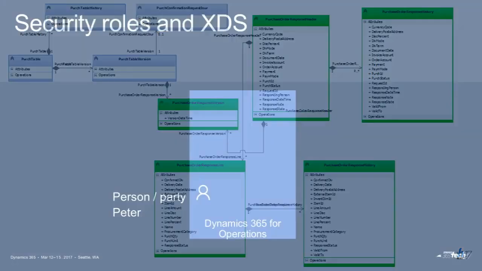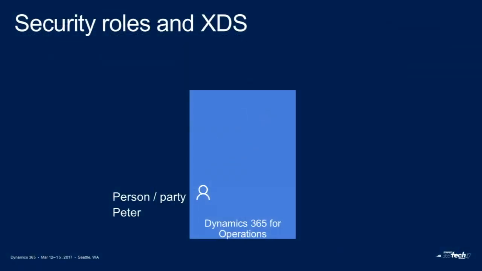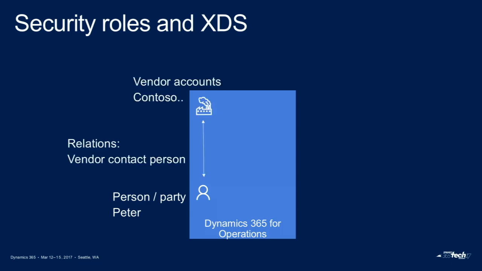So let's move on and look at how we are making sure that the vendor cannot see other vendors' POs. We are using both security roles and XDS policies. So from the technical part here, in Dynamics 365 we have a party. We start with a party.